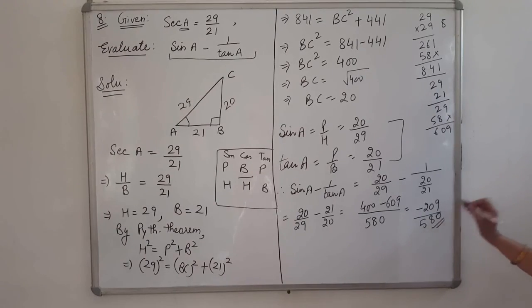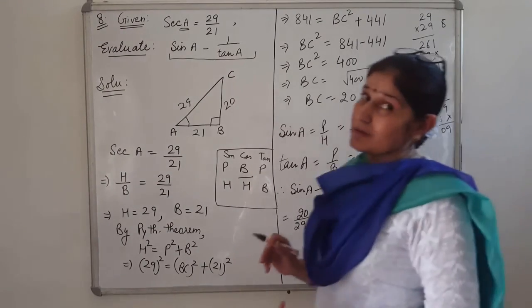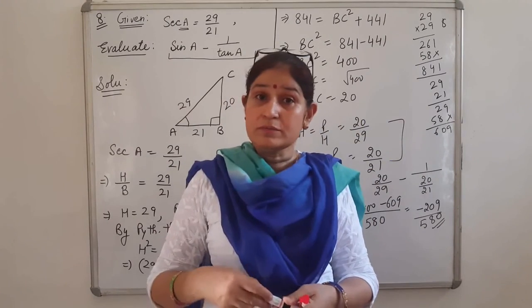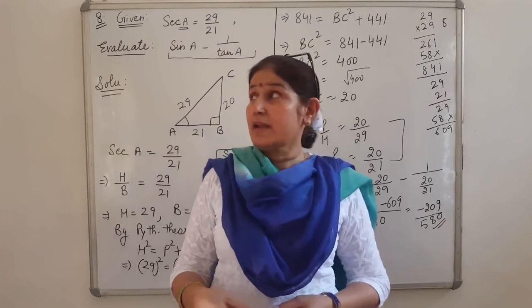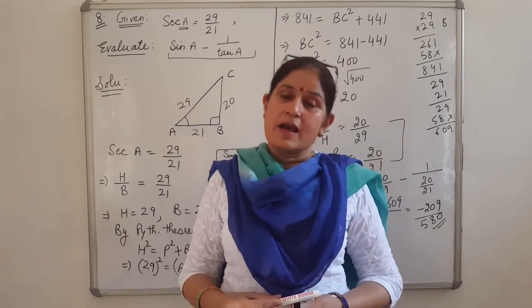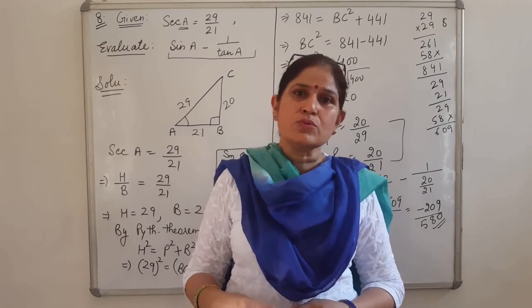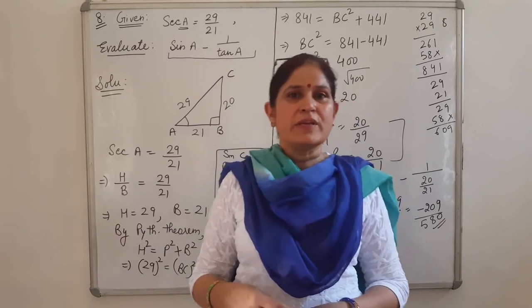This is your answer. Now the time for homework. So what is the homework? You note down: you have to try the remaining sums from 1 to 10 of exercise 22A. And the remaining sums, from the 11th to the 20th sum, we will do in the next lecture.